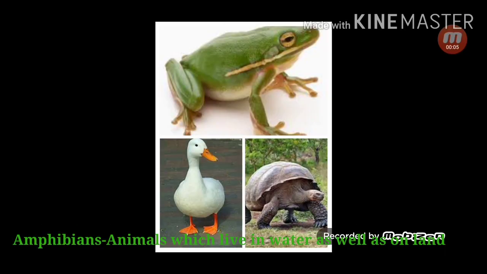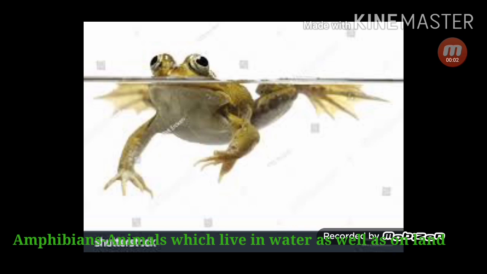Observe the bodies of the frog, duck and tortoise. Of what use are their legs to these animals? All the three animals, that is the frog, duck and tortoise, use their legs for locomotion and swimming. What helps frogs to breathe underwater? When in water, frogs breathe with the help of skin.